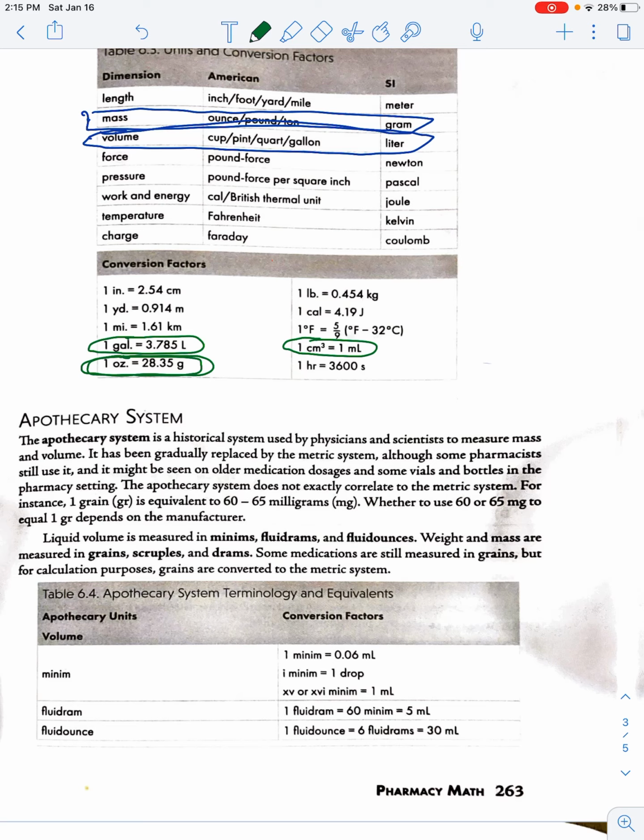So a person shows up and they weigh, let's say, 150 pounds. Well, how many kilograms is that? Because in order to know how much of a particular drug they need, you need the kilograms. So 1 pound is 0.454 kilograms.